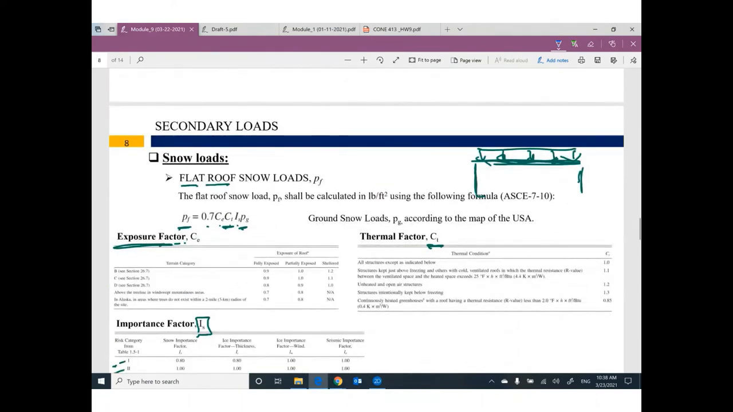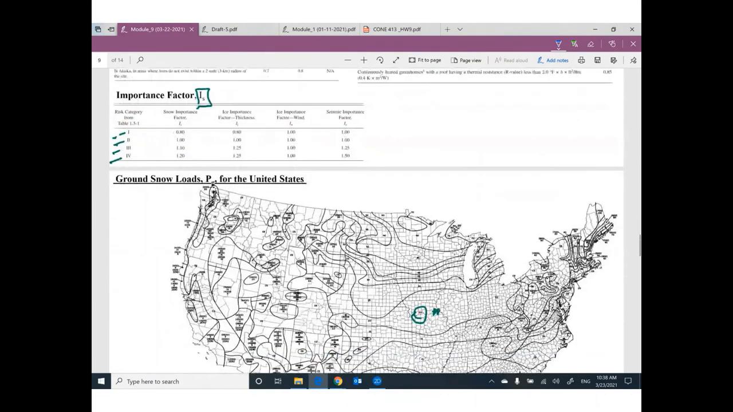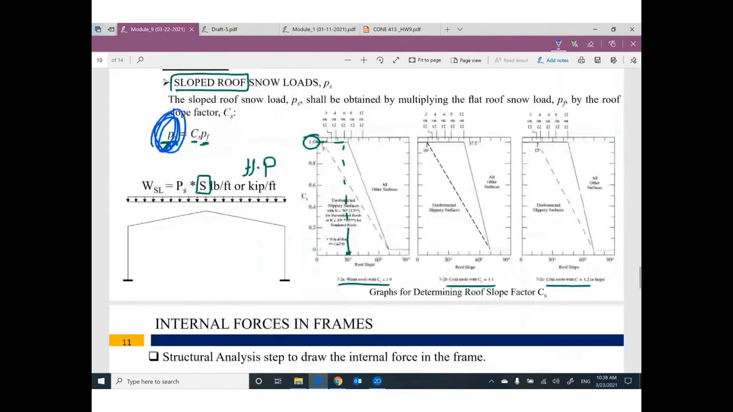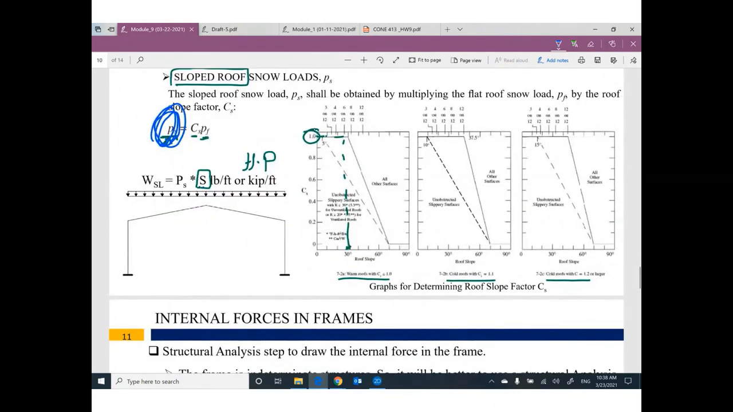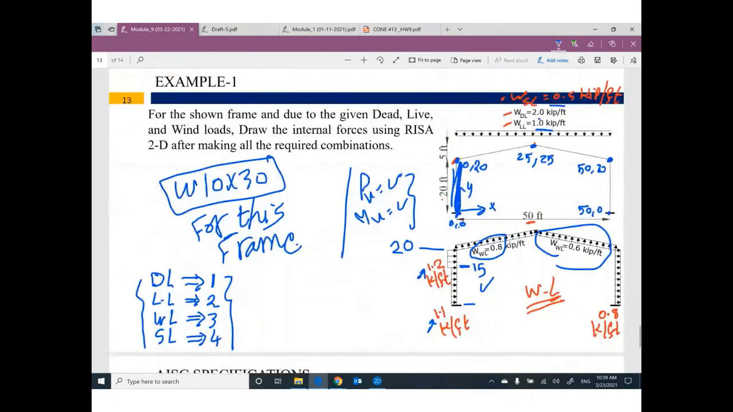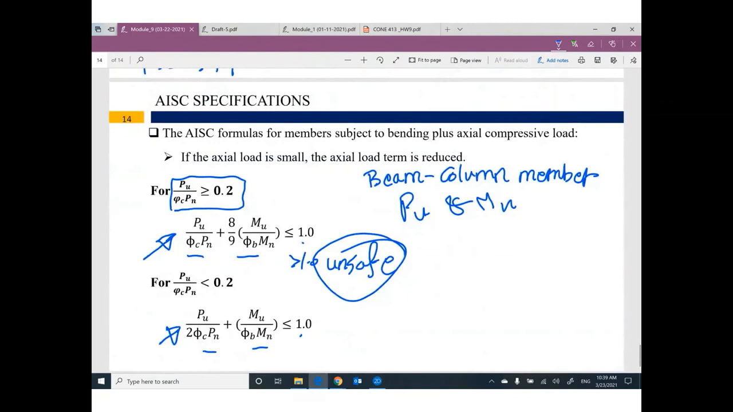For snow, go ahead and define B flat and then B slope. Once you get B slope, go ahead and multiply this B slope by S. You can get the snow load as horizontal projection. Finally, your values will be like this. Go ahead and use RISA to analyze your frame, get normal force, shear force, bending moment, then you can design as beam column member. Any question?